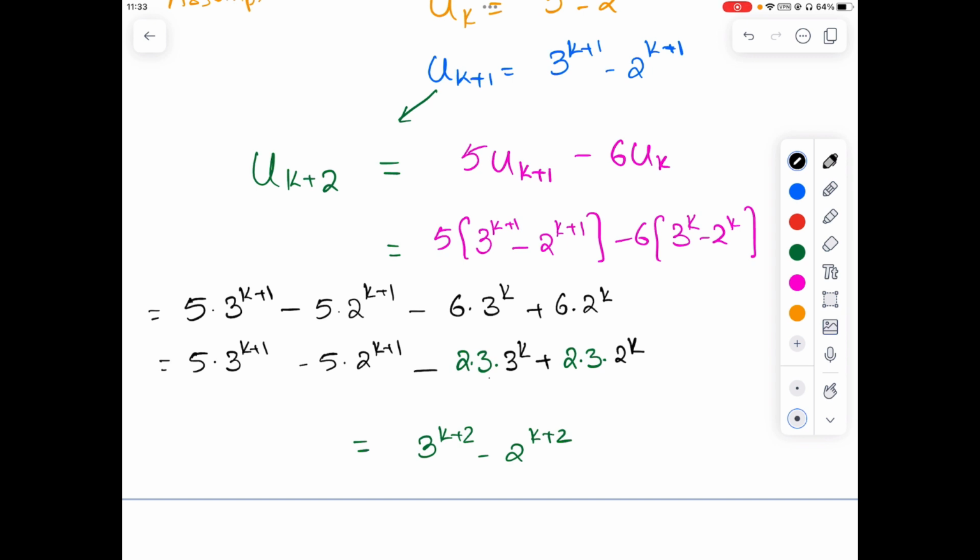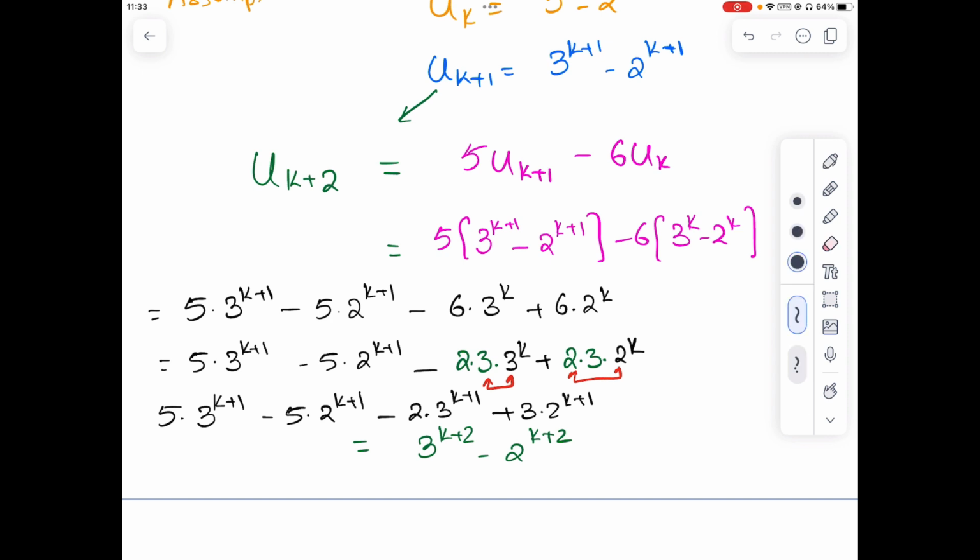So I have 3^(k+1). 3 times 3^k, so I can do a color coding. 3 times 3^k will become 3^(k+1). 2 times 2^k will become 2^(k+1). So what does that become now? 5 times 3^(k+1) minus 5 times 2^(k+1) minus 2 times 3^(k+1) plus 3 times 2^(k+1).